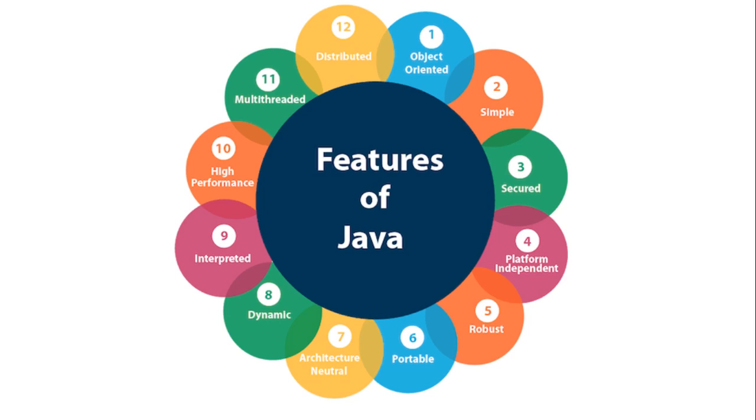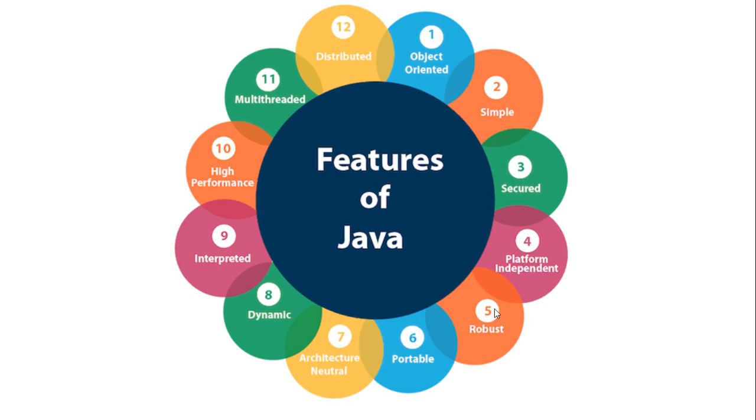Today we will check what the features of Java are, the different features provided by Java. So we can see here in this image, Java is an object-oriented language. It is a simple language, it is a very secure language, it is platform independent, meaning once you write a program in Java you can run the same program anywhere on any platform.